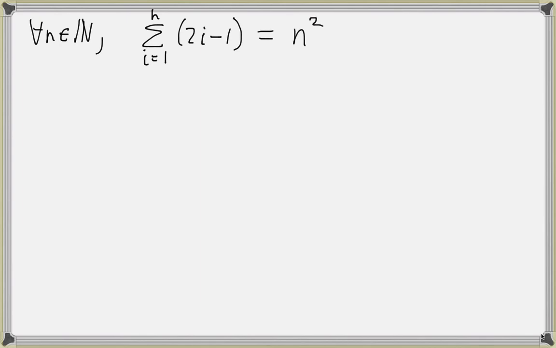So the statement is, for all natural numbers n, the sum of the first n odd integers, so remember how you wrote that in sigma notation, i equals 1 to n of 2i minus 1, that's the sum of the first n odd natural numbers, this will equal n squared. So I'm going to prove this by induction.